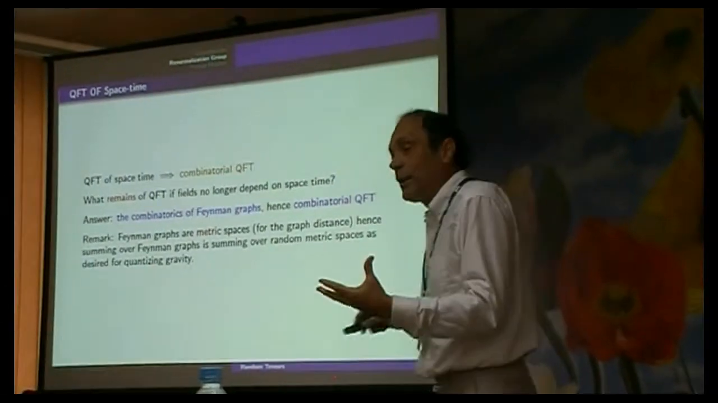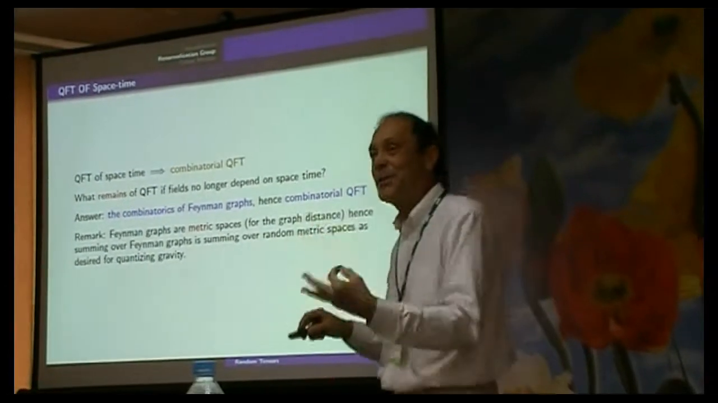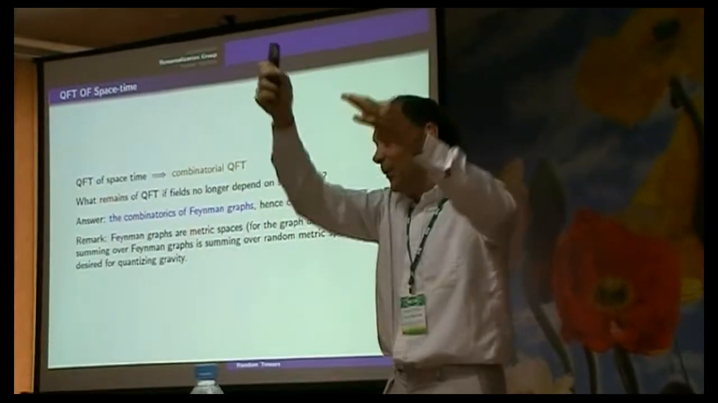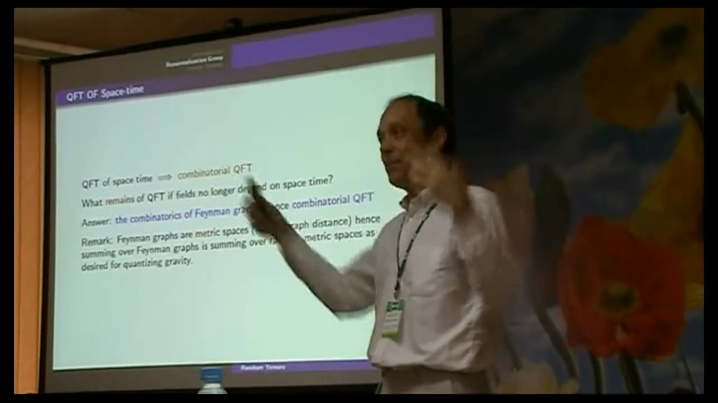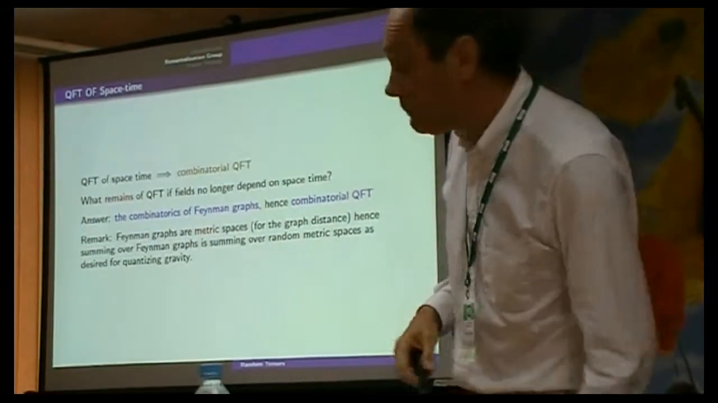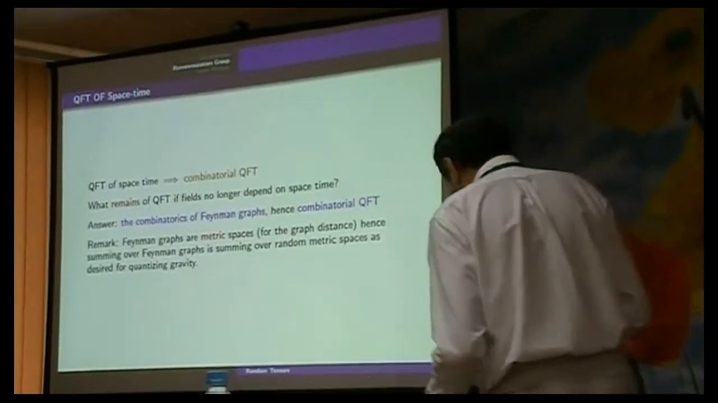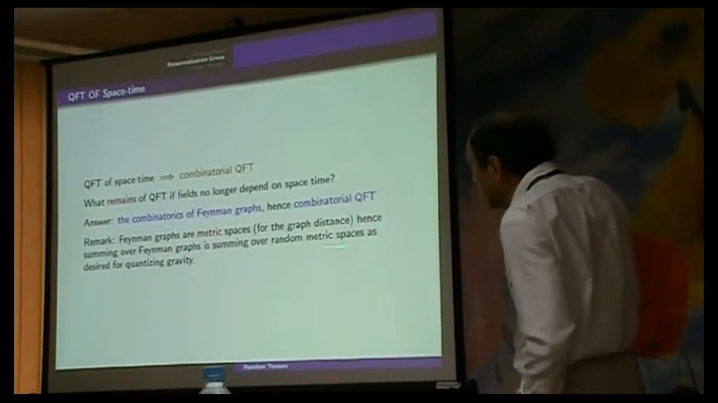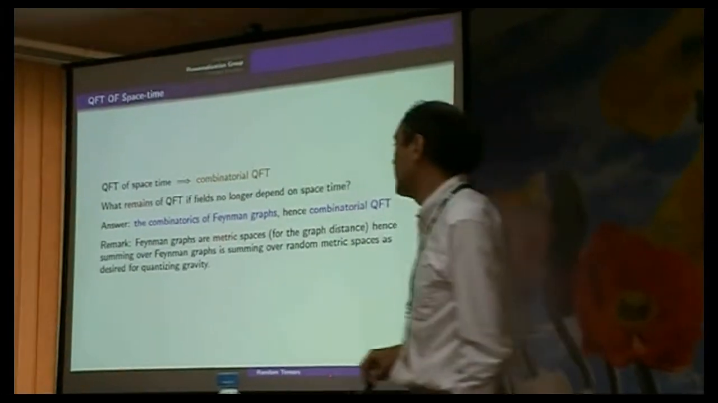Because as soon as you have a graph, you have a canonical notion of distance. To compute the distance between two points in a graph, you see how many links you need to go from one point to the other. So if you sum over graphs, a priori, you sum over many shapes of spaces, but also with a metric. So it is well organized to give you directly a sum of a random metric space.